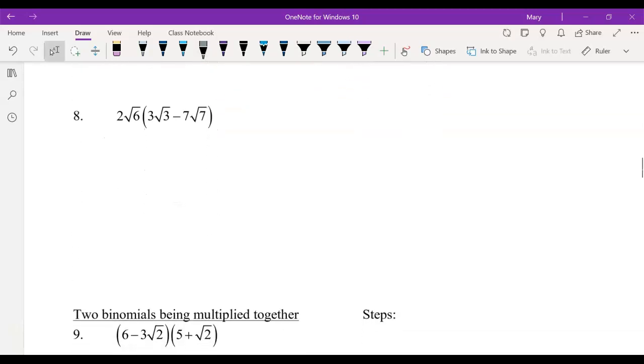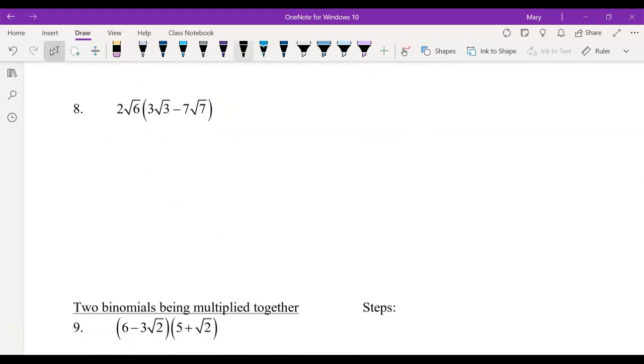So we're going to see another one of these. The same idea is going to occur. So we are going to distribute. So we are doing 2 root 6 first times 3 root 3. As you imagine, if we were to multiply those, you're going to multiply the 2 times the 3, the outside parts, and then you're going to multiply the inside parts, the 6 times the 3, to give you 18.